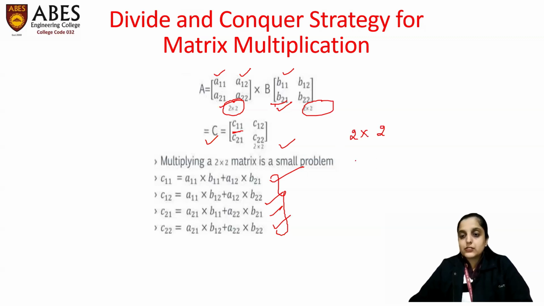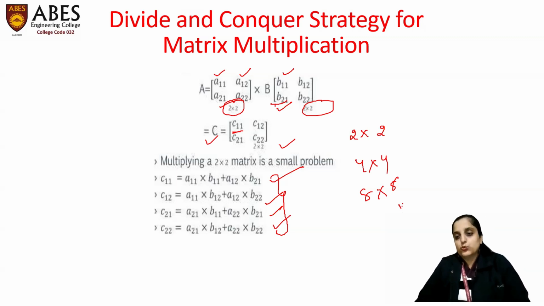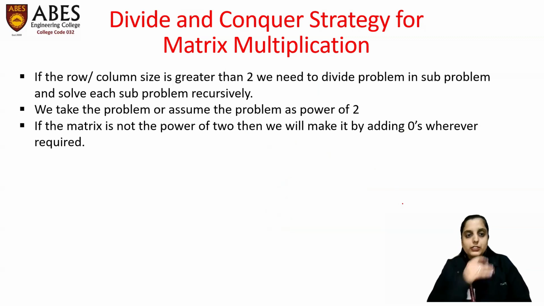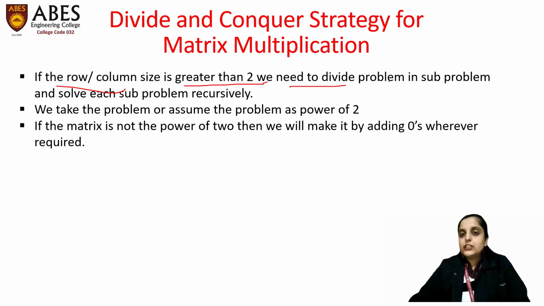Now, what if our matrix is of order 4 cross 4, or 8 cross 8, and so forth? The divide and conquer strategy says that whatever the dimension of our matrix, we divide that matrix down to 2 cross 2. That is the smallest problem we can tackle first. So if the row and column size is greater than 2, we need to divide our problem into subproblems, and we solve each subproblem recursively.